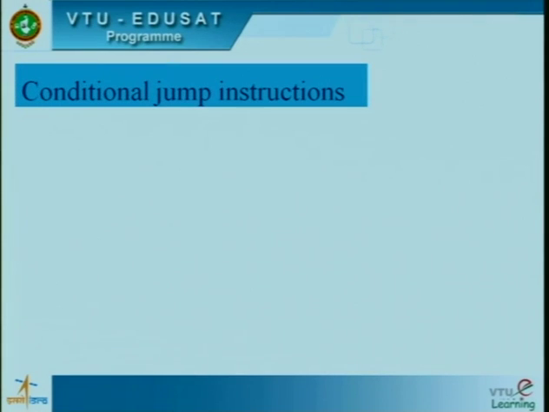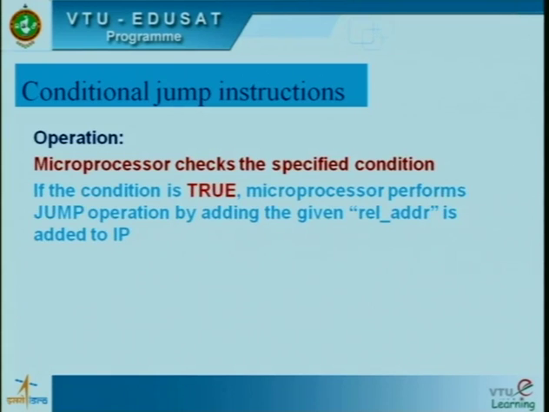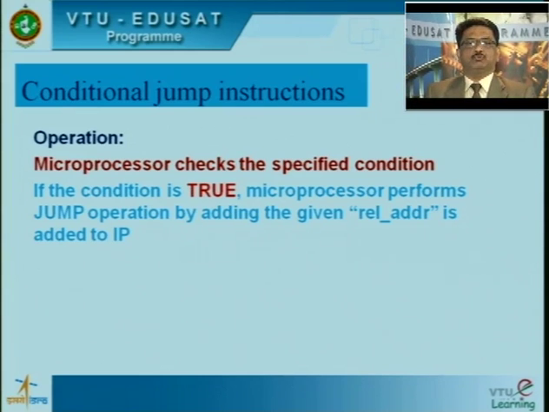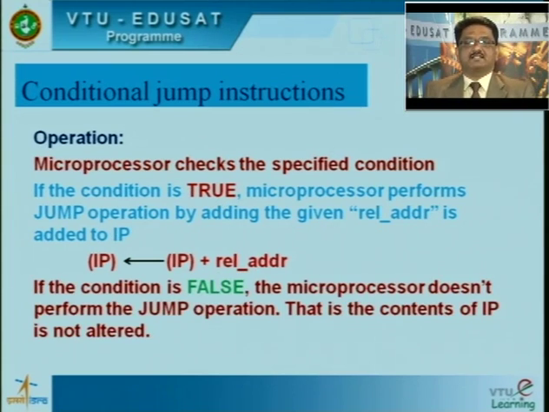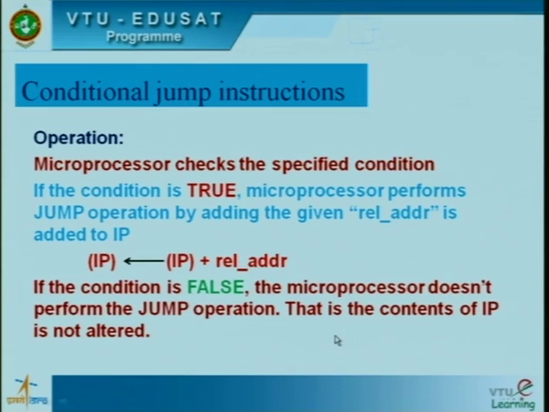Now, let us quickly pass on to the conditional jump instruction operation. The microprocessor initially checks the specified condition. If the condition is true, the microprocessor performs the jump or branch operation by adding the given relative address to the contents of IP. So, IP will be added with the relative address if the condition specified in the instruction is true. If the condition is false, the microprocessor does not perform the jump operation, or it will not go to the jump location. So, IP contents are not altered, so that IP will be pointing to the next instruction after the jump instruction in the program. As usual, your processor will proceed with the next instruction after the jump instruction.